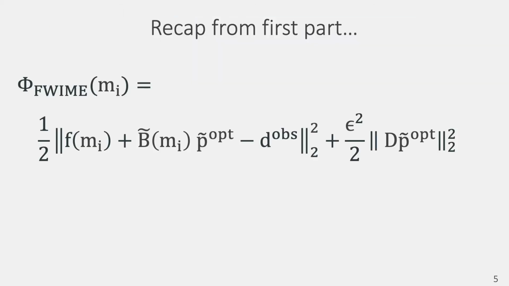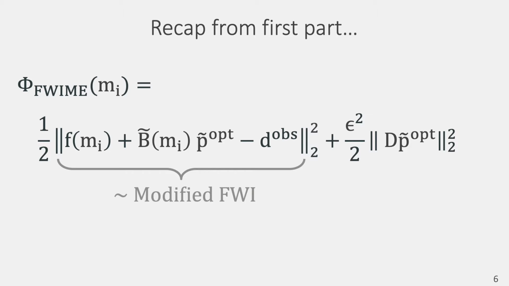Okay, so recall the FWME objective function shown here. And note that for clarity purposes, I renamed p tilde star by p tilde opt, which stands for optimal. This is done to make clear that this star did not symbolize adjointness, but instead that p tilde optimal stems from an optimization process. The objective function is composed of two terms. First, a data fitting term, which is a modified FWI objective function, and second, a wave equation MVA term.